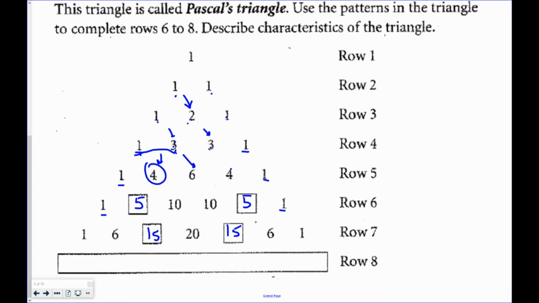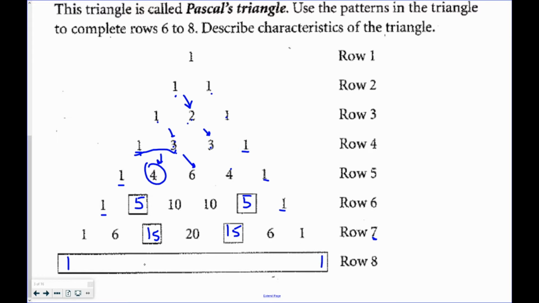Before we go do row 8, let's count how many terms there are in each row. So 1, 2, 3, 4, 5, 6, 7. So row 7 has 7 terms. Row 6 has 6 terms. So to do row 8, we know we can expect 8 terms. And you're going to have a 1 on each side.